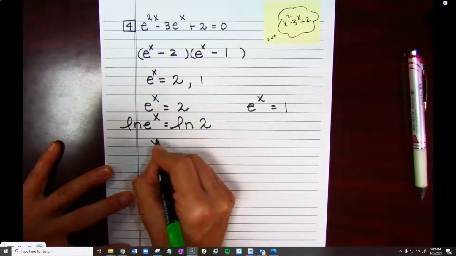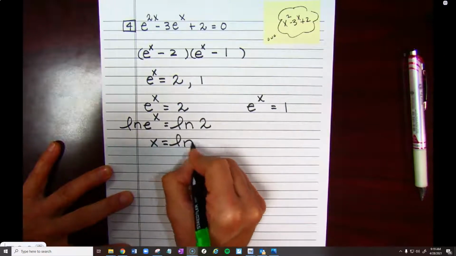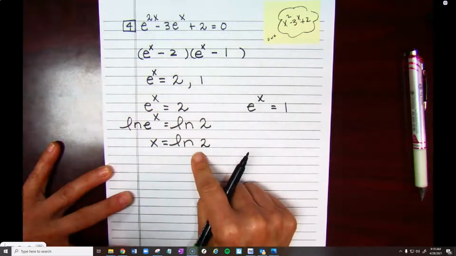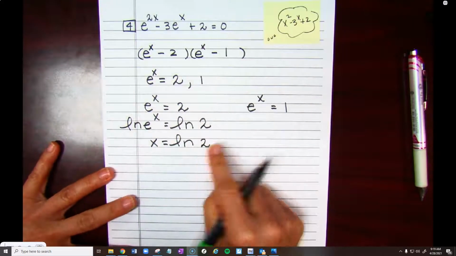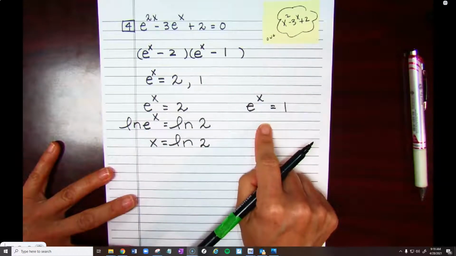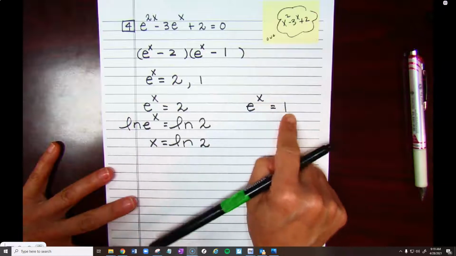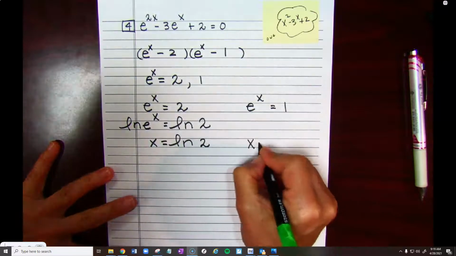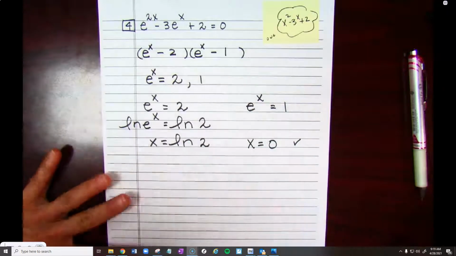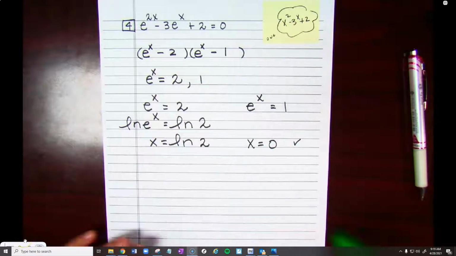those are going to cancel out. So one of my possible answers is x is going to equal the natural log of 2. However, here I'm going to have a plain answer. Remember, I have an answer of 1 here. Anything to the 0 power is 1. So x is also going to equal 0. So that's going to be our two answers for this example.